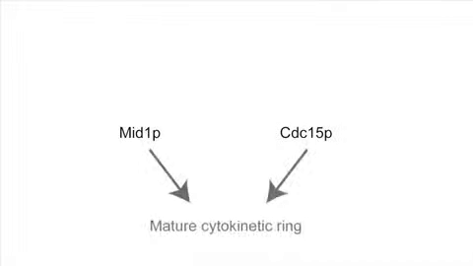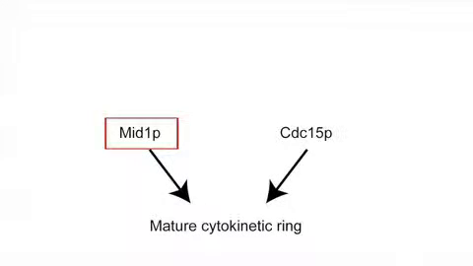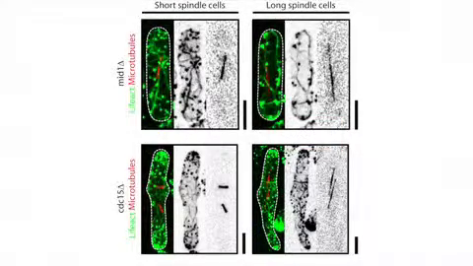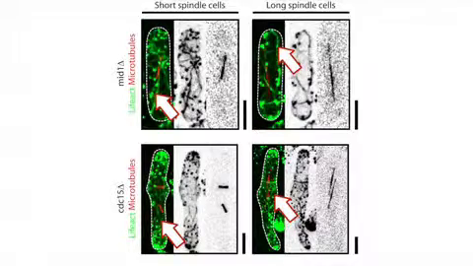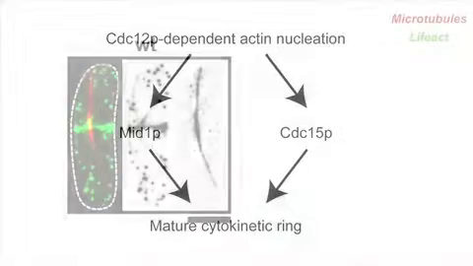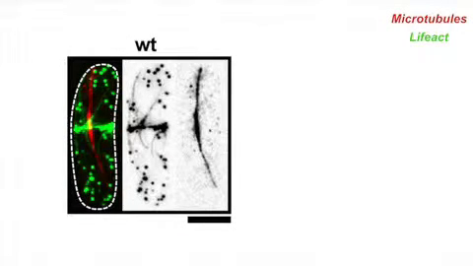Fission yeast ring assembly proceeds via two different pathways, relying on either the anillin protein MID1 or the membrane-binding F-BAR protein CDC15. CDC12 still formed actin filaments in the absence of these two proteins, indicating that these assembly pathways act downstream of actin nucleation. Huang et al. then identified several proteins that move the assembled actin filaments to the cell equator for ring construction.